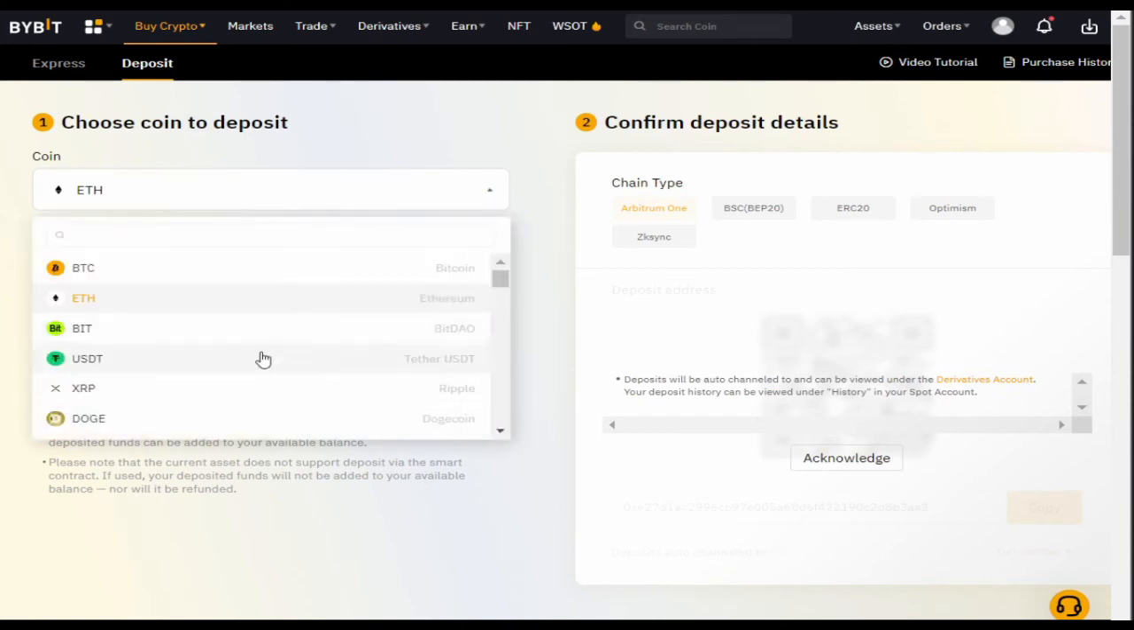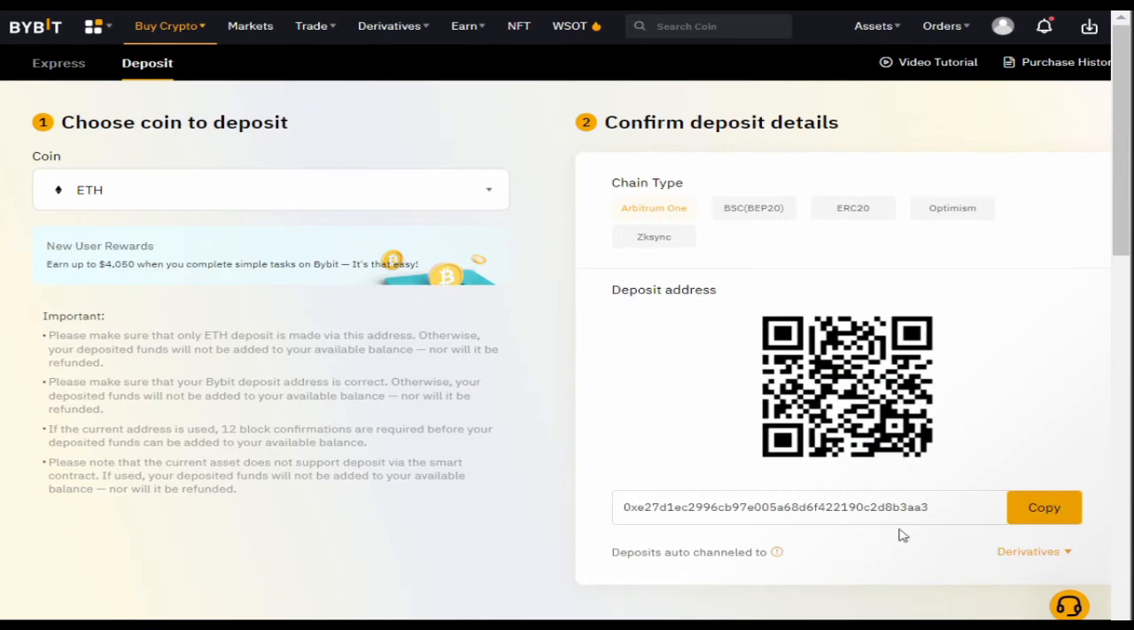Okay, so you pick your coin that you want to deposit. Let's just say we're going to do Ethereum. You acknowledge this here, and then awesome, boom, you're good to go, right? You got the address that you're going to send to. You go into whatever platform you're using, whether it's MetaMask, whether it's Coinbase, whatever it is. You send your Ethereum to this address, and then within a few minutes, it'll get delivered.